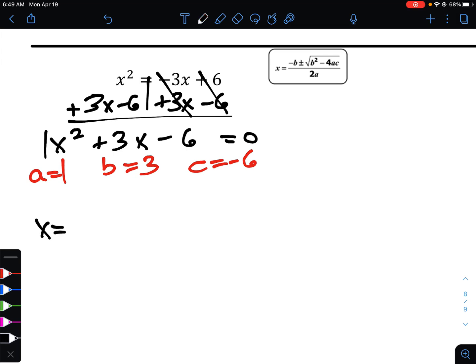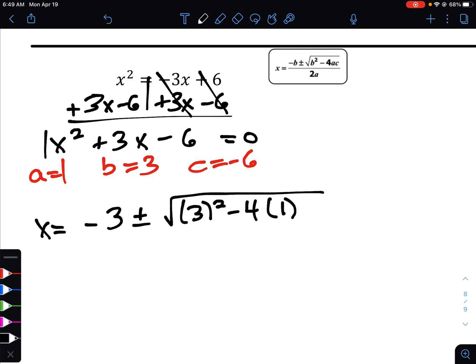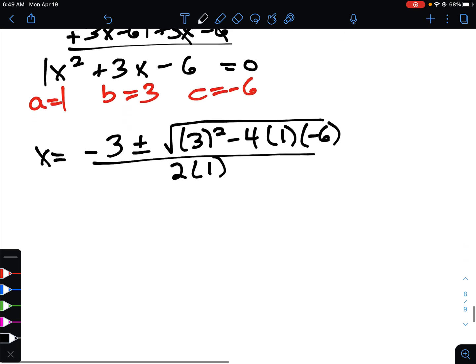So now, putting those into our formula, we're going to say x is equal to the opposite of b. So opposite of 3 is negative 3, plus and minus the square root of b squared, which is 3 squared, minus 4 multiplied by a, which is 1, multiplied by c, which is negative 6. All over 2a, so that's 2 multiplied by 1.